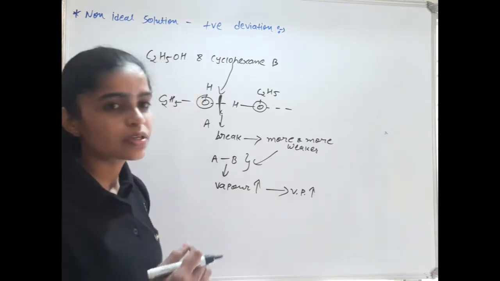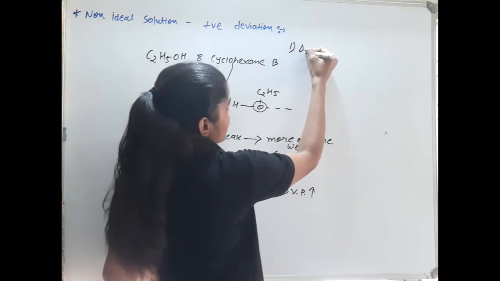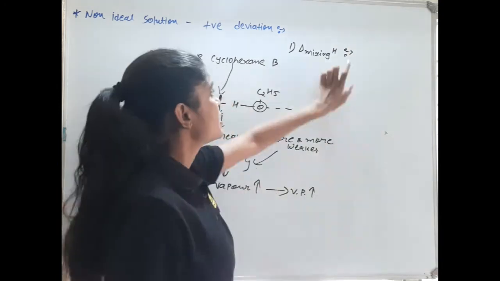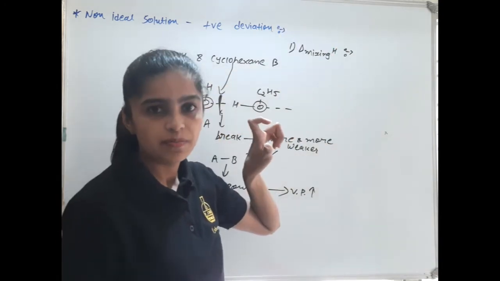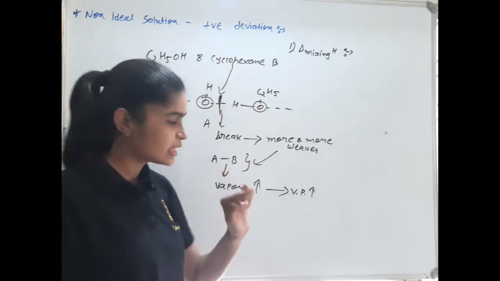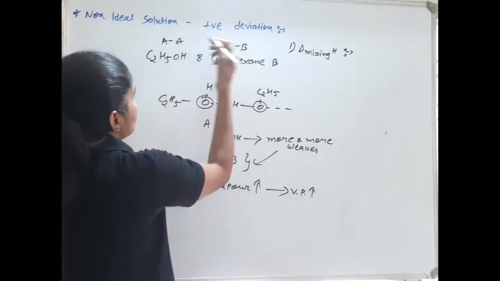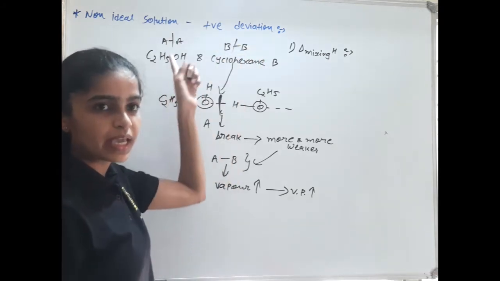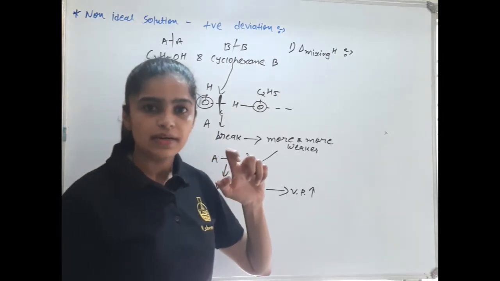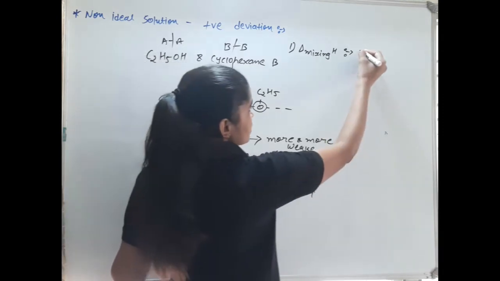Next characteristic of this positive deviation: the first characteristic is delta mixing H, the heat change on mixing. In this, the AA and BB interactions are stronger than in this solution. So we require energy to break the AA and BB bonds. Energy is required, meaning the energy is gained by the system. So this is known as an endothermic process.